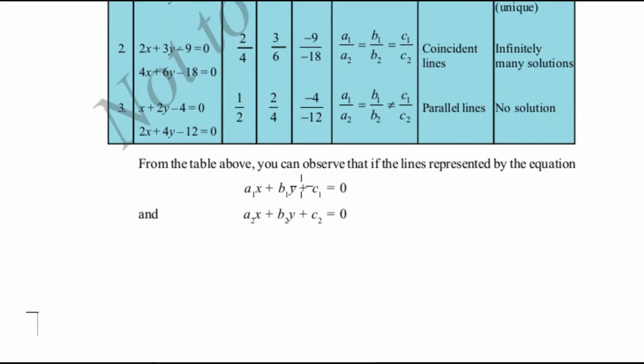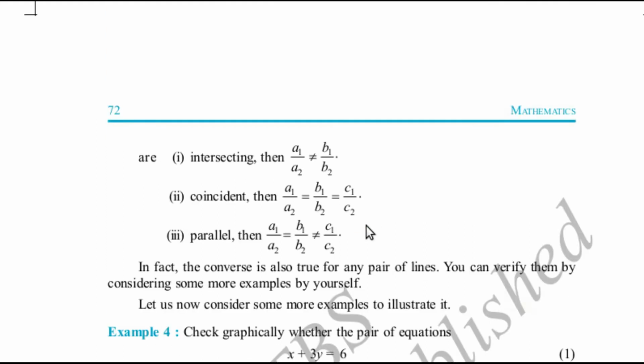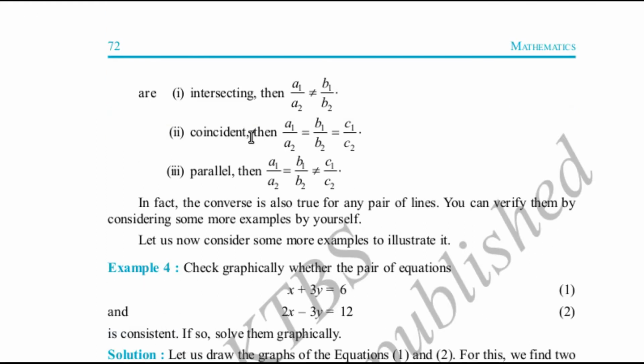From the above table, you can observe that if the lines are represented by the equations a1x plus b1y plus c1 is equal to 0 and a2x plus b2y plus c2 is equal to 0, we can arrive at whether the lines are intersecting by checking the condition a1 by a2 is not equal to b1 by b2, and for coincident we will check the condition if a1 by a2 is equal to b1 by b2 is equal to c1 by c2, and finally if a1 by a2 is equal to b1 by b2 not equal to c1 by c2, then the lines are parallel.